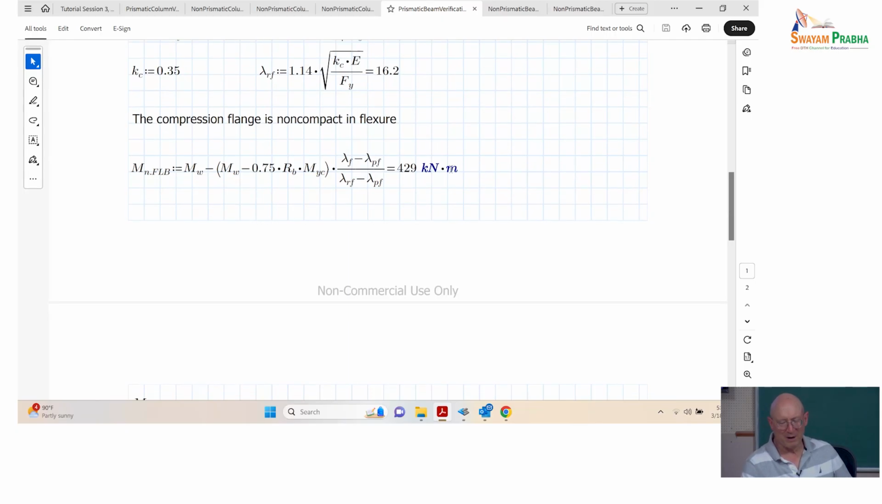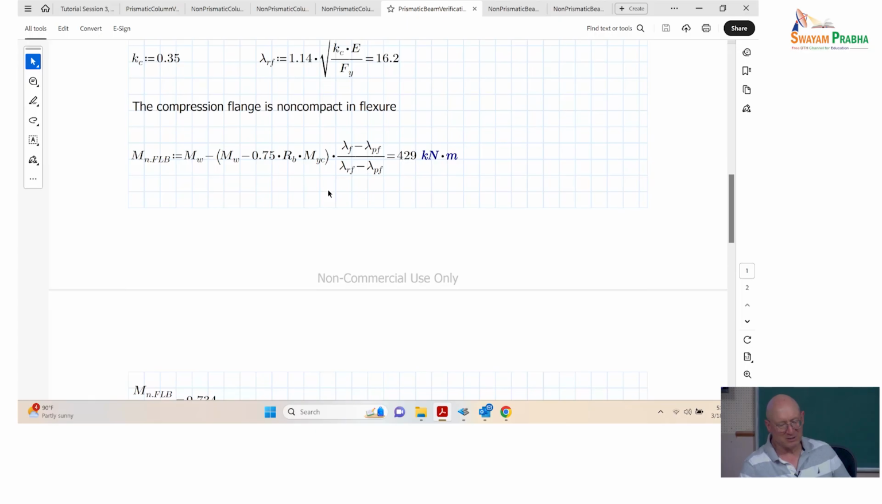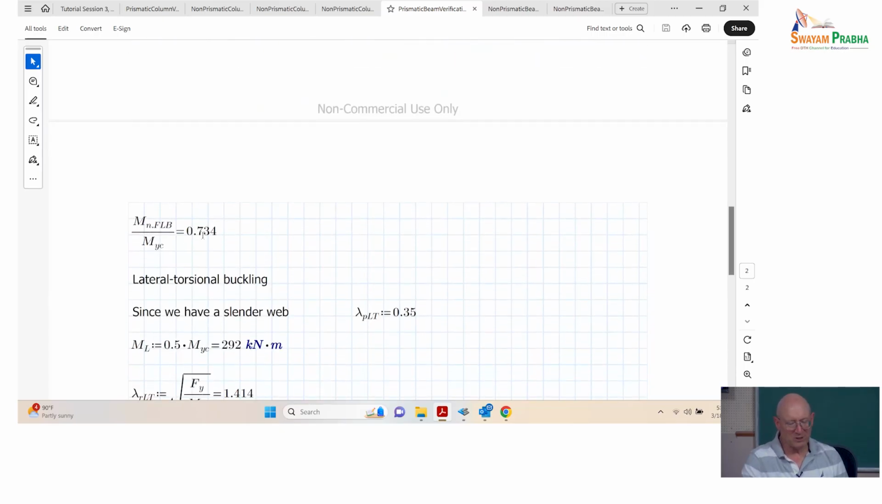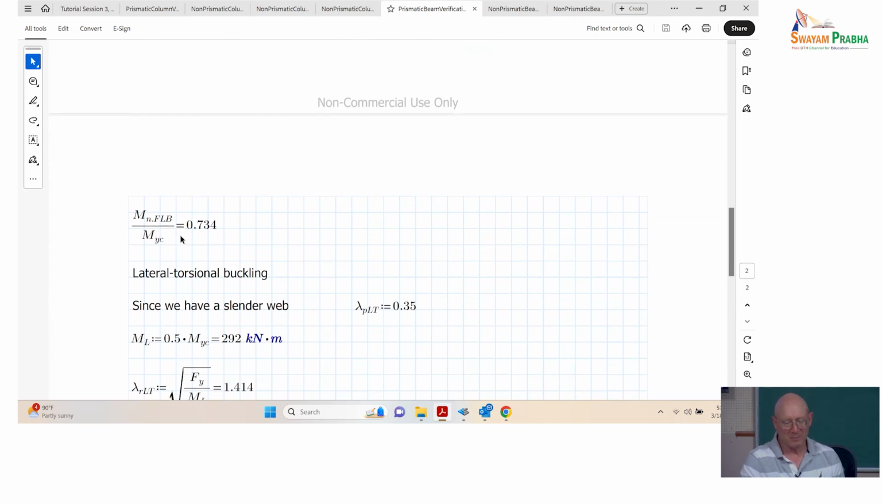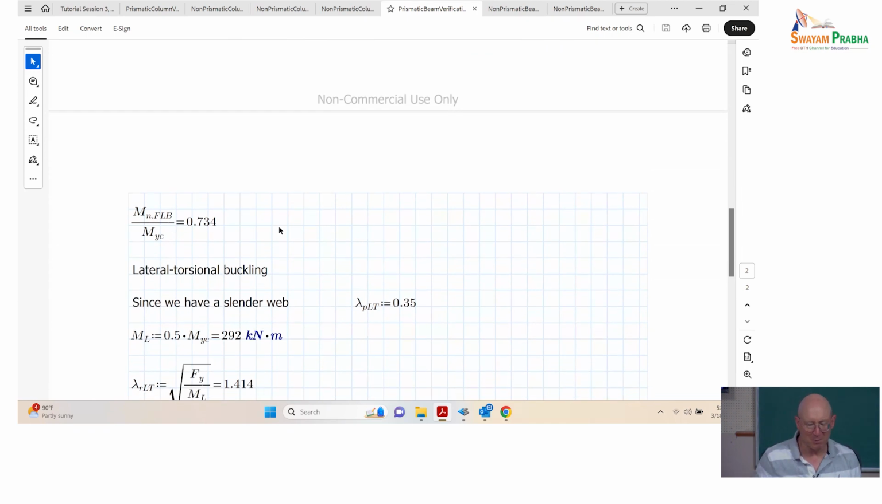And so 429 is the flange local buckling resistance, and that gives some accounting in a very simplistic way for post-buckling strength of the flanges in flexure. And you can see we're at 0.734 of the yield moment at the flange local buckling strength.